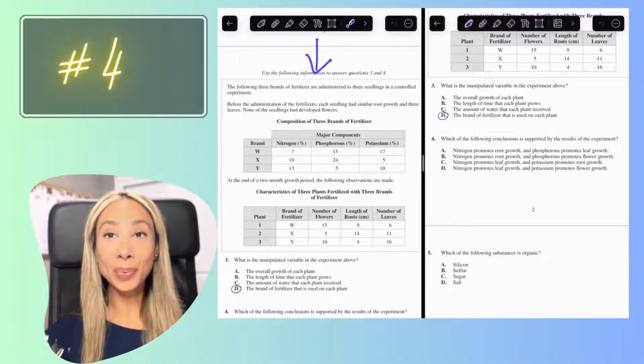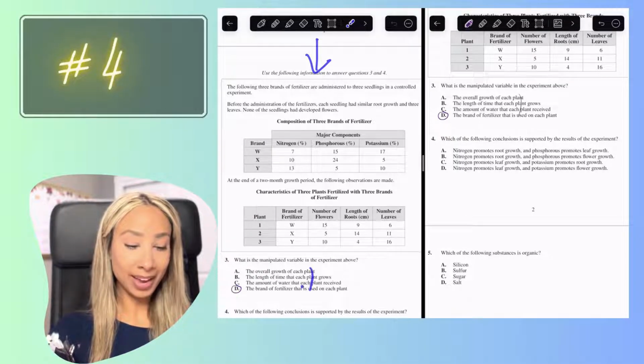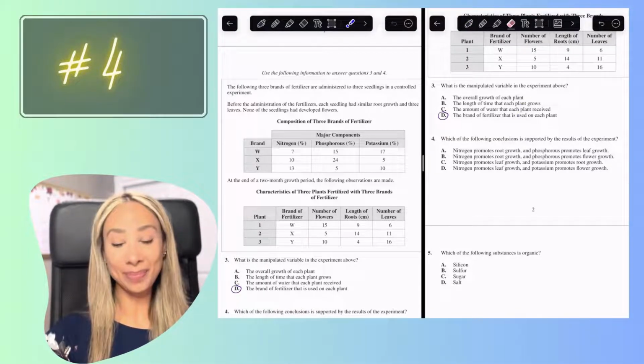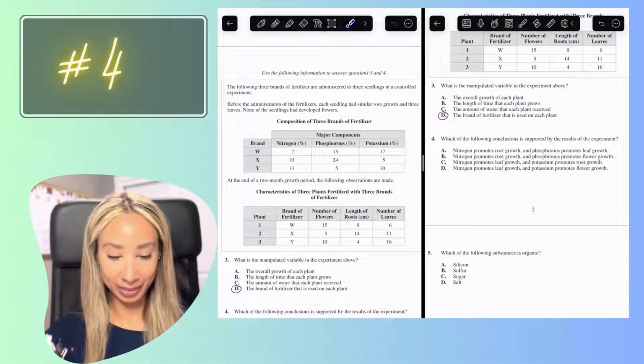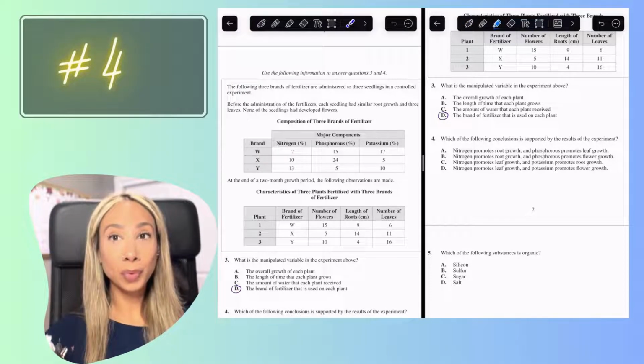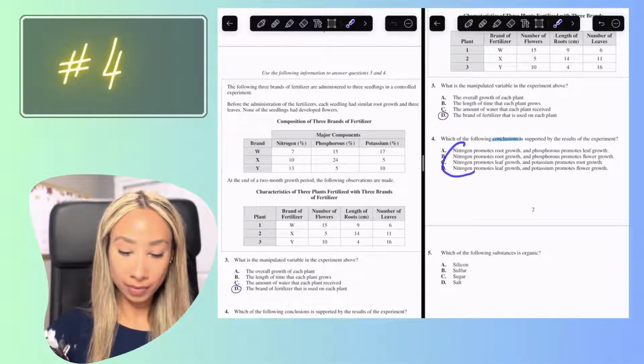Okay, number 4. So what I did with this one is I'm going to use a split screen, and that will give me half the page where I can talk about the information that's in the lab, and then the other half is answering the question. Okay, so number 4. Which of the following conclusions is supported by the results of the experiment? So a conclusion, more or less, is the outcome of the experiment.